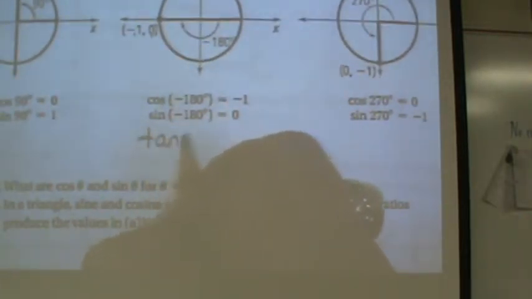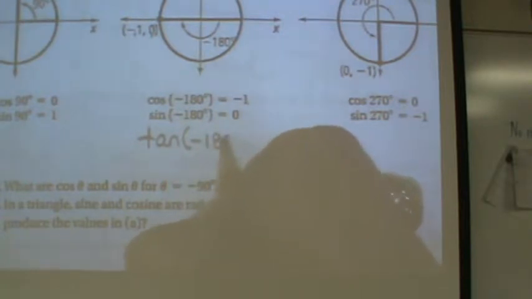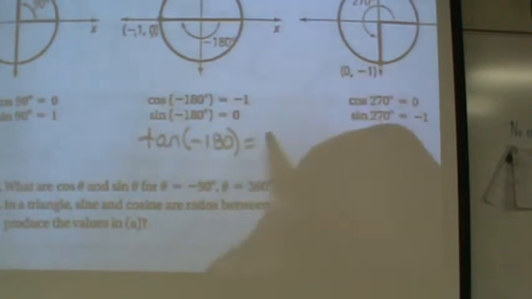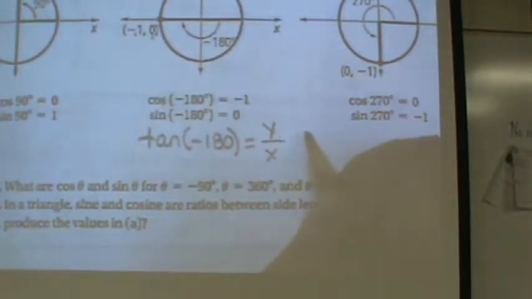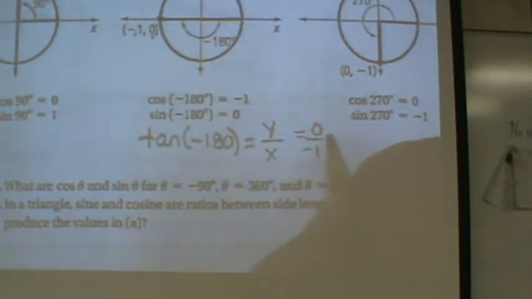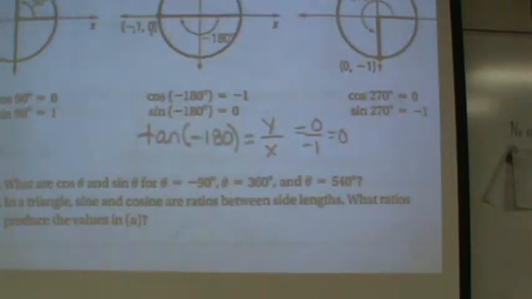Let's throw that down here. What's the definition of tangent? Y over X. What's the Y value over the X value? 0 over negative 1, which is 0. You guys got this? Yep.